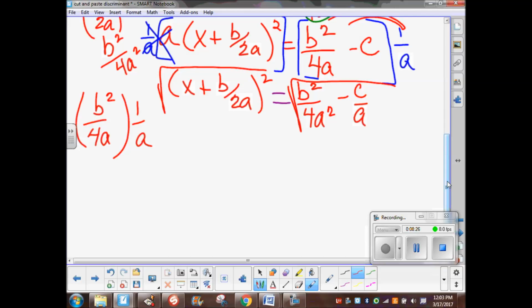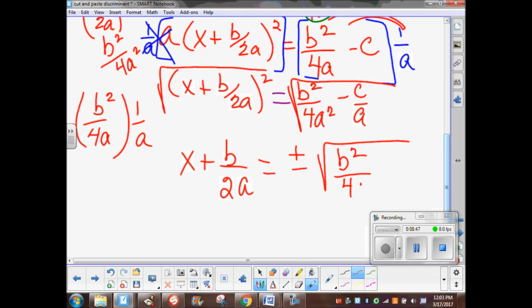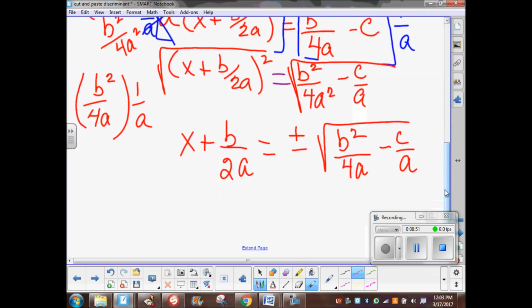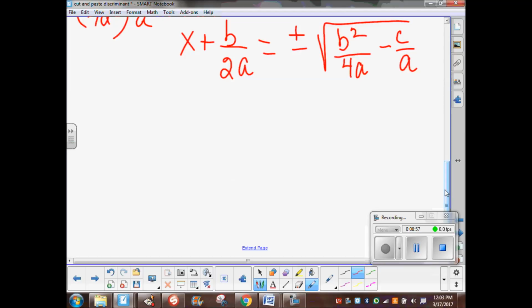Okay? So I took the square root, so now we're left with x plus b over 2a equals. When I take the square root in an equation, you've got to remember to put the what? Plus and minus. Do you start to see the quadratic formula somewhat appearing? Yes. Okay, it's starting to take shape. We're going to have to clean it up a little bit, but we're almost there.